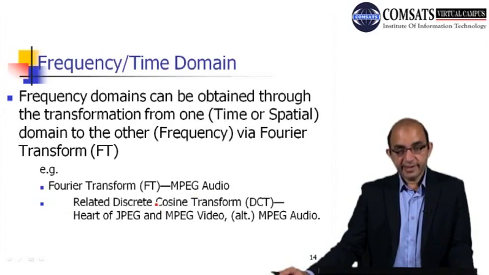And DCT, discrete cosine transform, is used when we talk about JPEG, a technique for representing still images, and MPEG, which is for moving video. So we use discrete cosine transforms, which are a special case of Fourier transform, right?